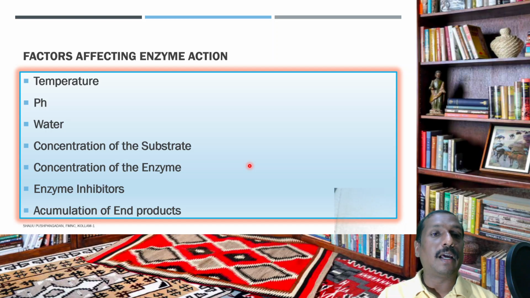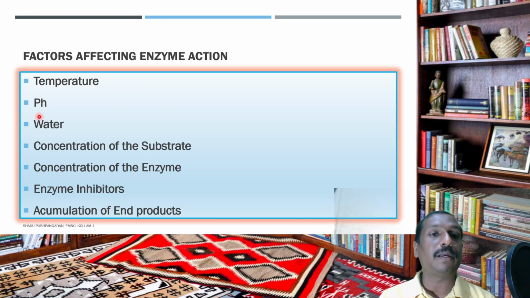Okay. Then what are the different factors affecting enzyme action? Temperature is a factor, as I have already mentioned. There is an optimum temperature where the enzyme action is maximum, and below and above that particular temperature the enzyme action will be suppressed.